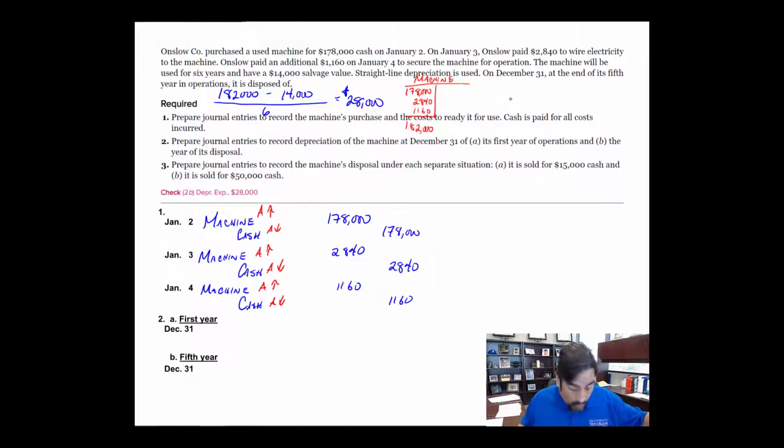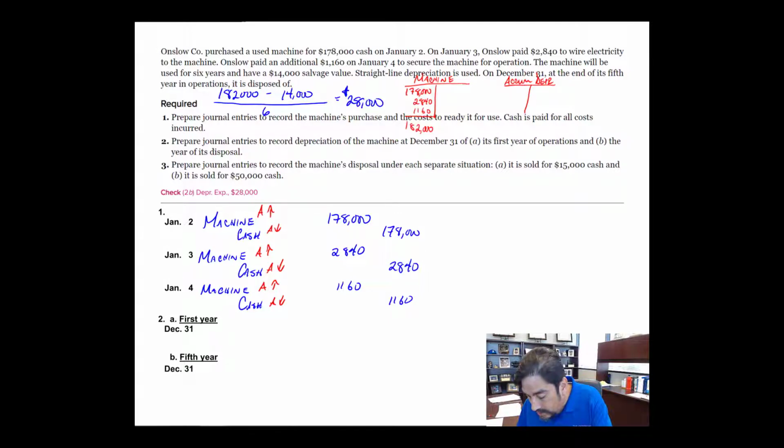And actually, that's for the whole 5 years. We're going to do depreciation for 5 years also. That's for the whole 5 years because we didn't do any betterments. It doesn't say anything about any betterments or anything else to the machine account. So it's been sitting at 182 for all this time. I'm also going to do a T account for the accumulated depreciation.